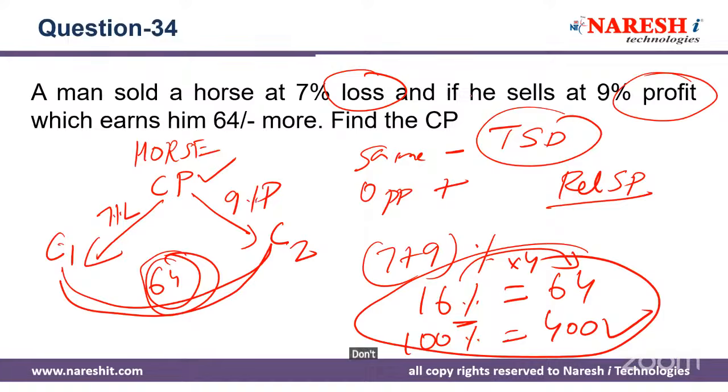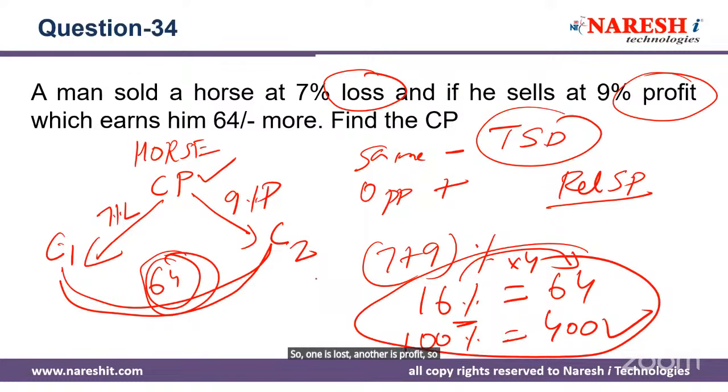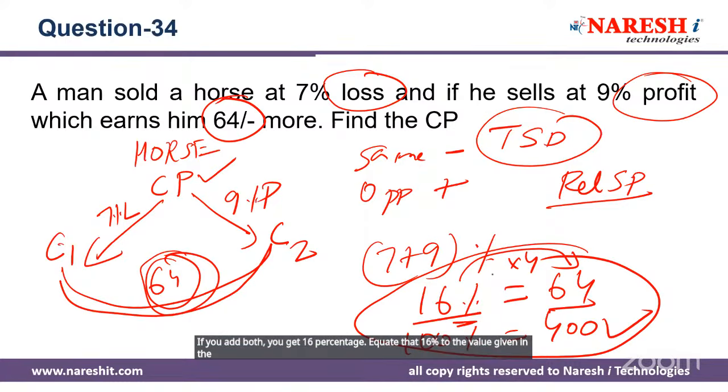Don't get confused about 16 to 100 and 64 to 400. I didn't say 16 to 100. How 16 percentage? 7% loss, 9% profit. As I told you, whenever there are two opposite things, we have to add. So one is loss, another is profit. If you add both, you get 16%. Equate that 16% to the value given in the question, which is 64 rupees.